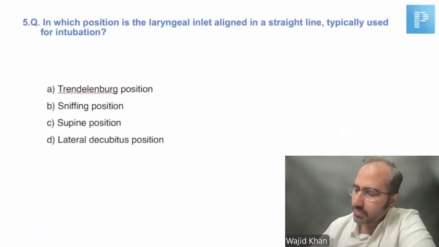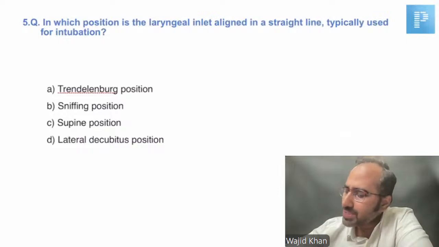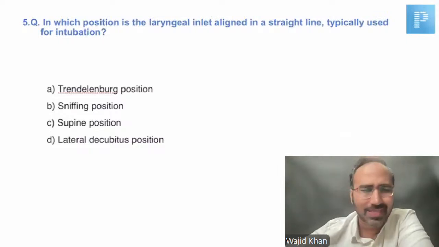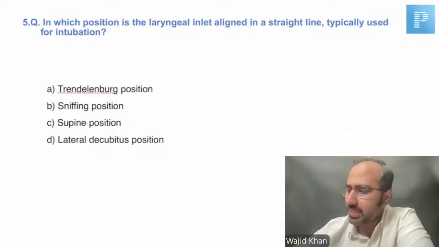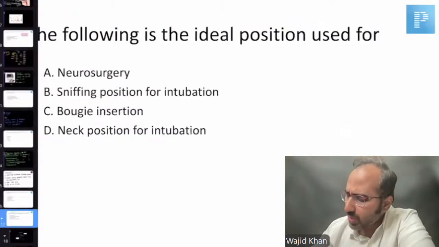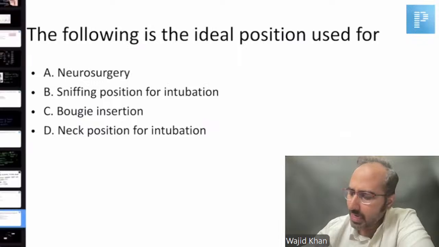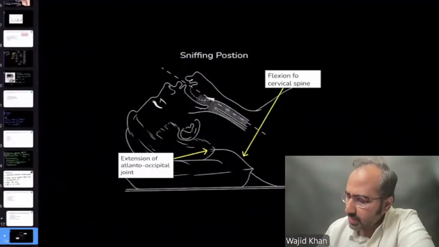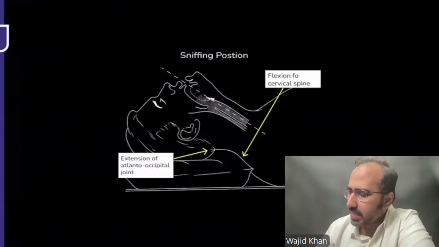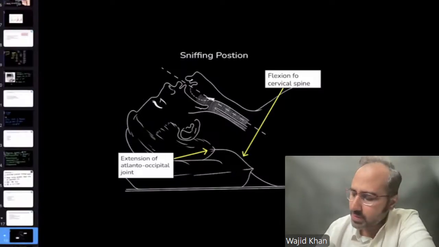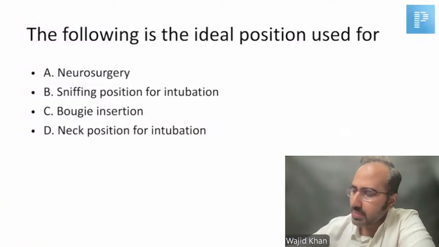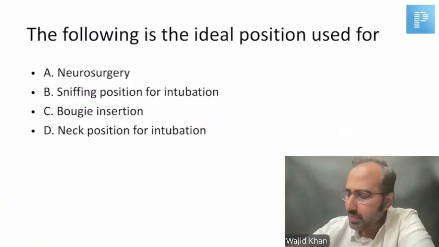Next, guys. Next question. In which position is the laryngeal inlet aligned in a straight line, typically used for intubation? I think the question was not that simple, which is written over here. The question might be like this: the following is the ideal position used for. And this was the picture given, guys. What is this position? Or this position is ideally used for which case, guys? The following is the ideal position used for what?